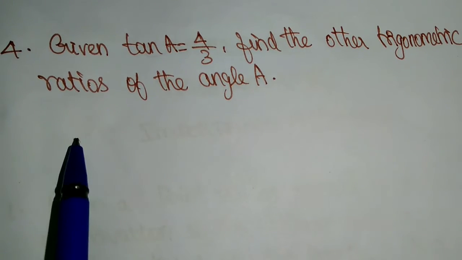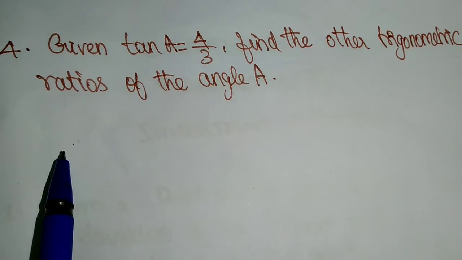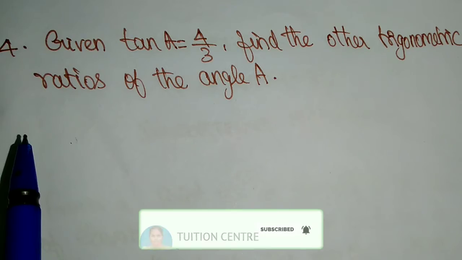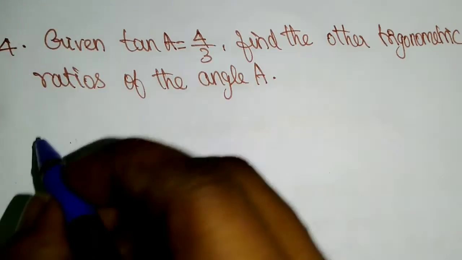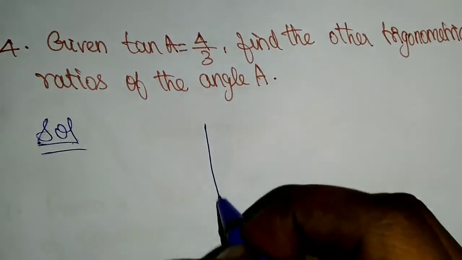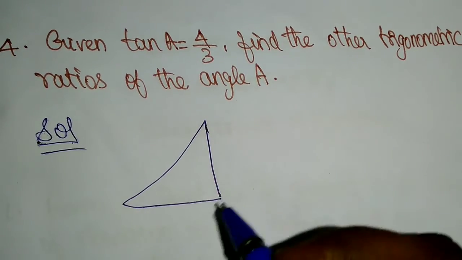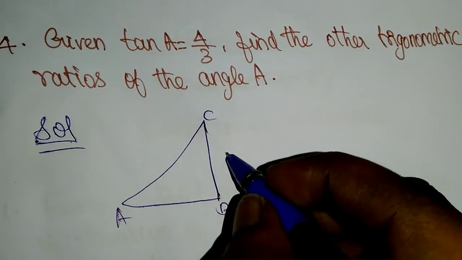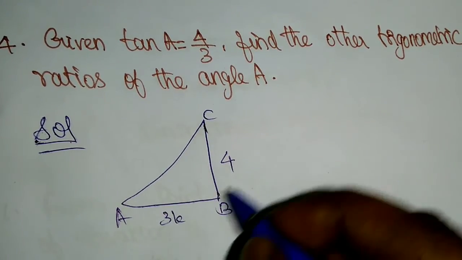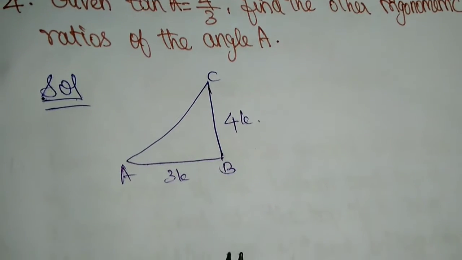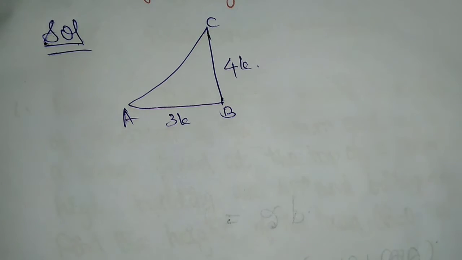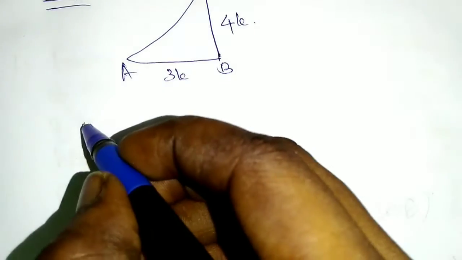Fourth problem. Given tan A is equal to 4 by 3. Find the other trigonometric ratios of the angle A. Solution. The given triangle can be written as ABC. It is 4 and this is 3, where k is a positive integer. We have to find all the ratios of angle A.